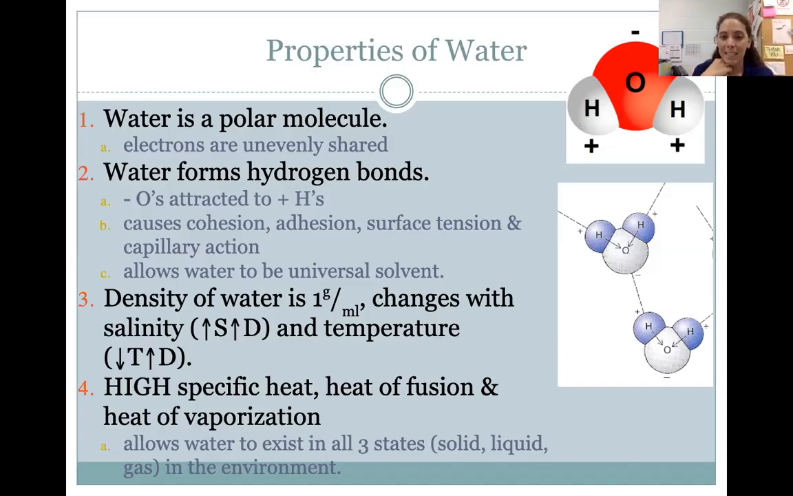Then we have the density of water. Density of water at standard room temperature is 1 gram per milliliter. That's going to change with salinity. As salinity increases, meaning more salt, the density will also increase. They both go up together. Temperature is an inverse relationship. As temperature goes down, the density increases until we reach freezing point.